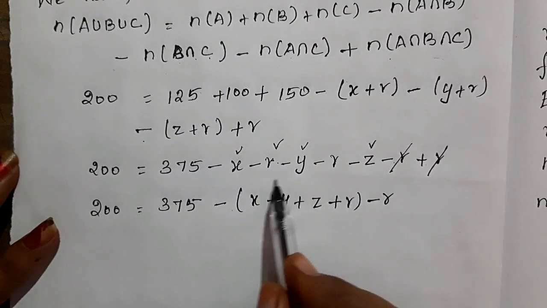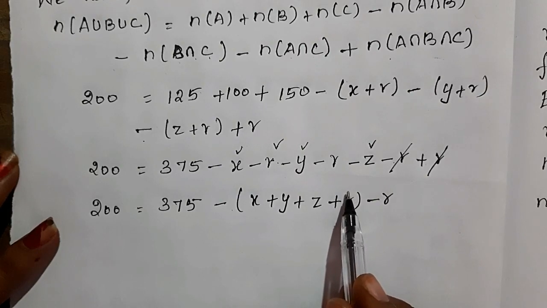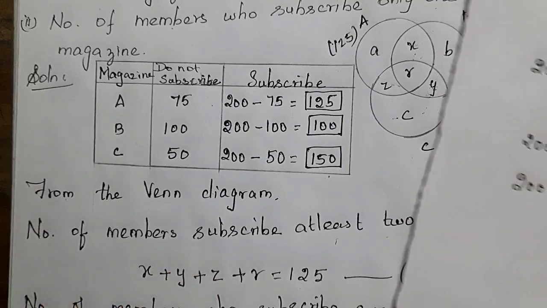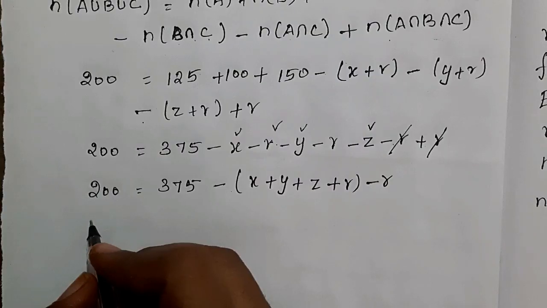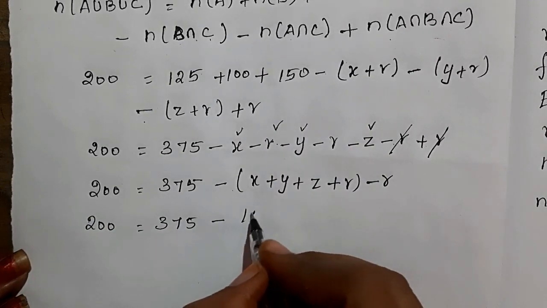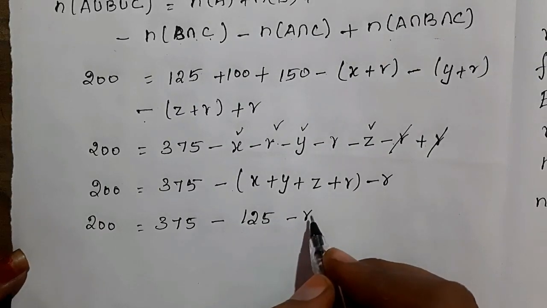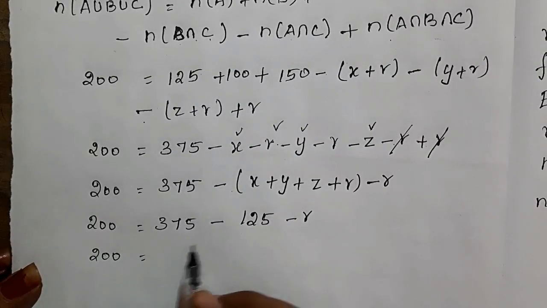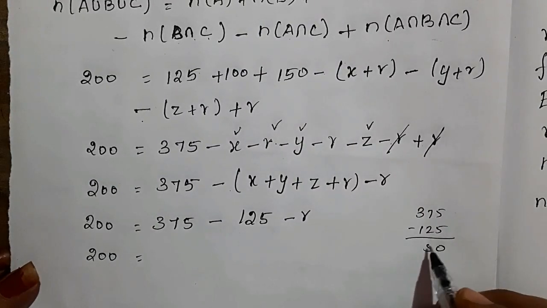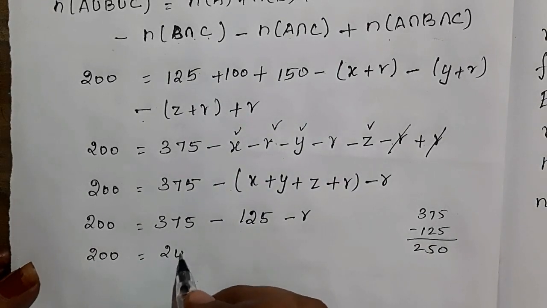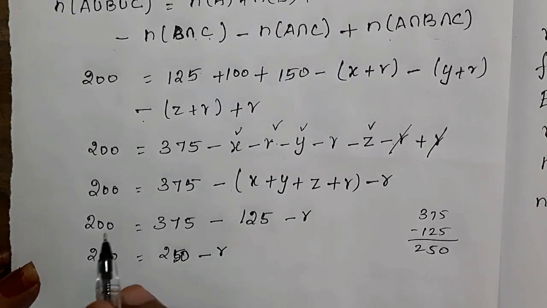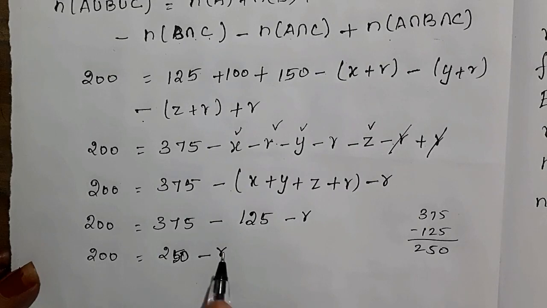Okay. So now we know the value of x plus y plus z plus r using equation 1, that is 125. So 200 equal to 375 minus this value, 125, minus r. Okay, 200 equal to, subtract this value, 375 minus 125, 250, minus r. Now we can bring the numbers to one side, then the letter to another side.